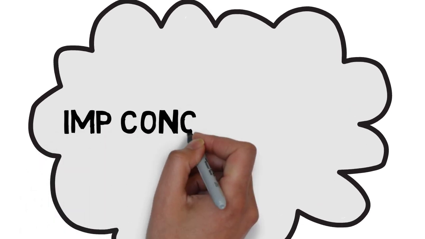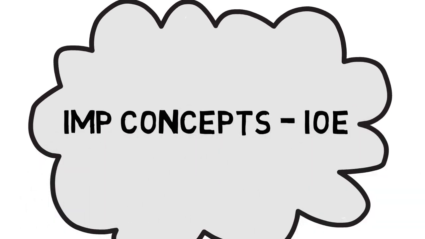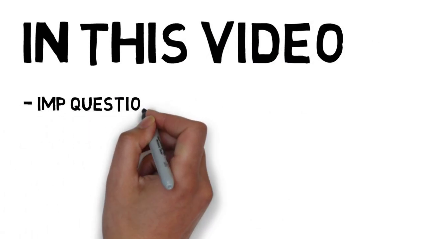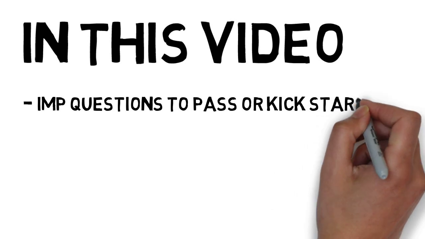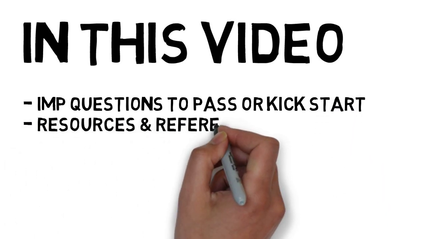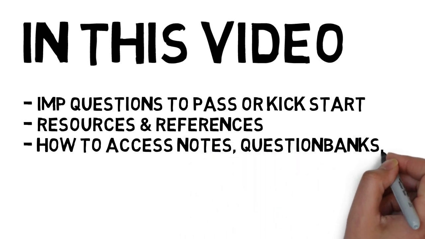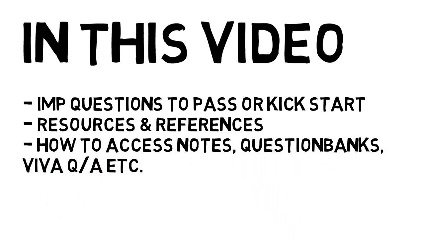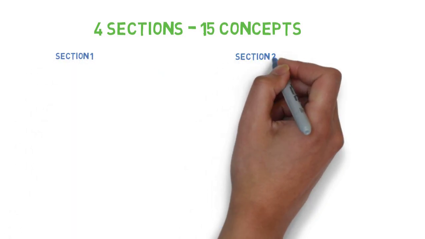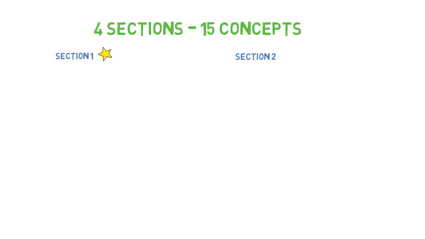So guys, basically these IMP questions will help you pass your exam. And also in this particular video, we'll talk about where you get question bank, notes, references, extra materials and all of that for IOE, and how you are supposed to prepare for this subject. So for now, talking about the IMP concepts that we have collected for you. There are 15 concepts that you need to do for this particular subject in order to get a kickstart, divided into four sections. Section 1, section 2 is very important, and then you can just proceed to section 3 and section 4.